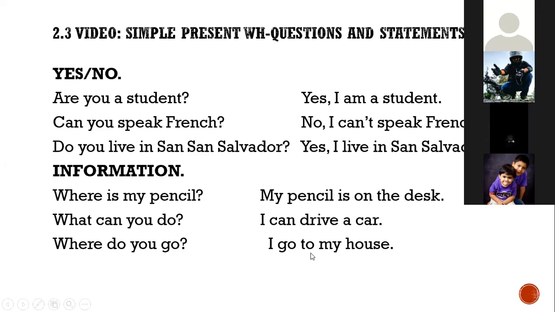So he says, I go to my house. I make the question in simple present. I answer with simple present, right? And notice the difference between the yes, no question and information question, right? Lo que quiero con esta parte es que vean cuál es la diferencia. See what is the difference between yes, no question and information question, right?